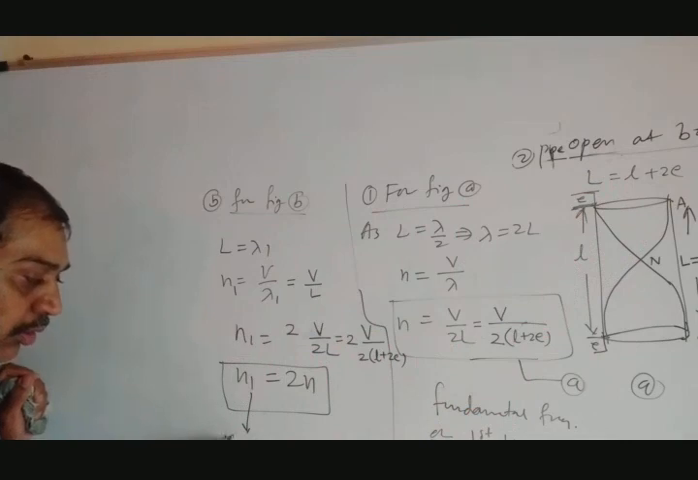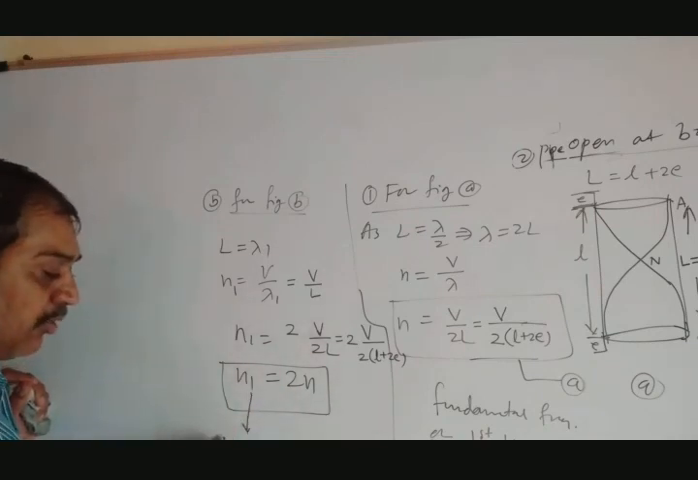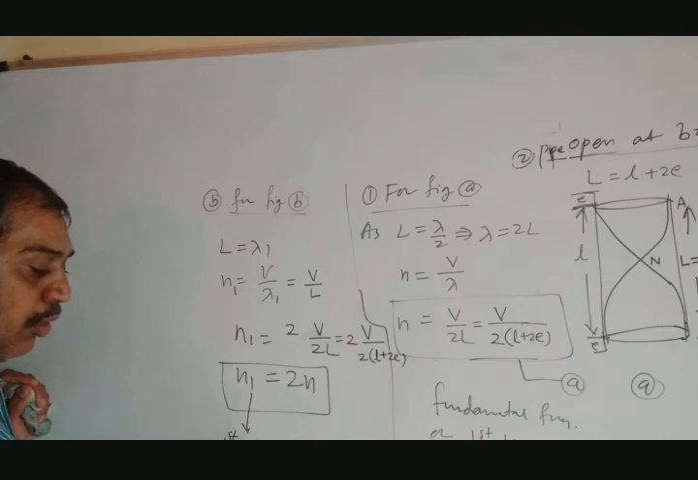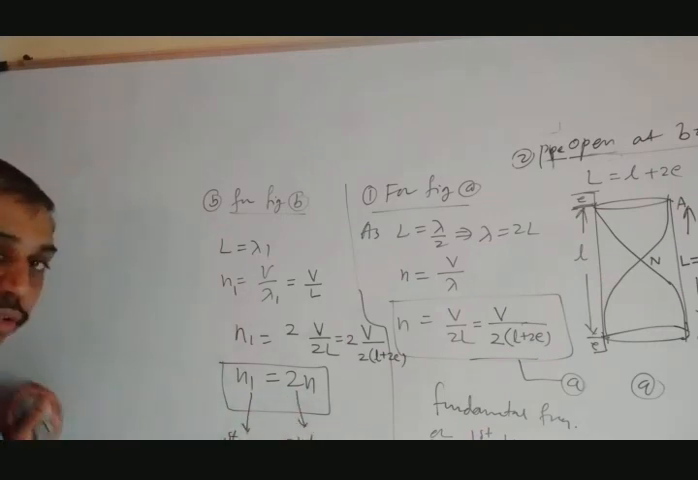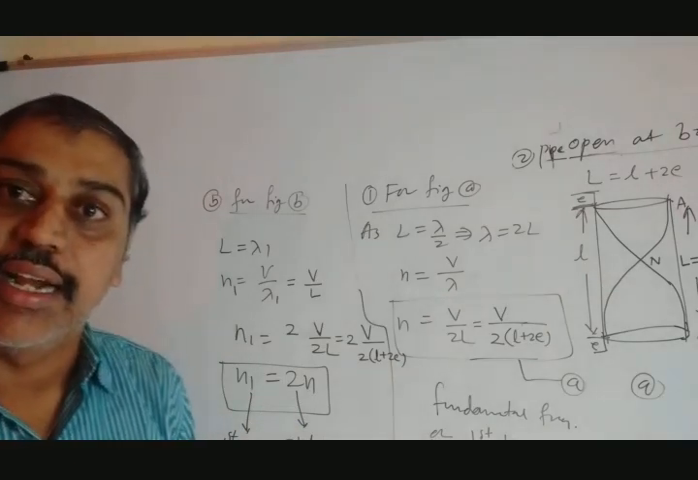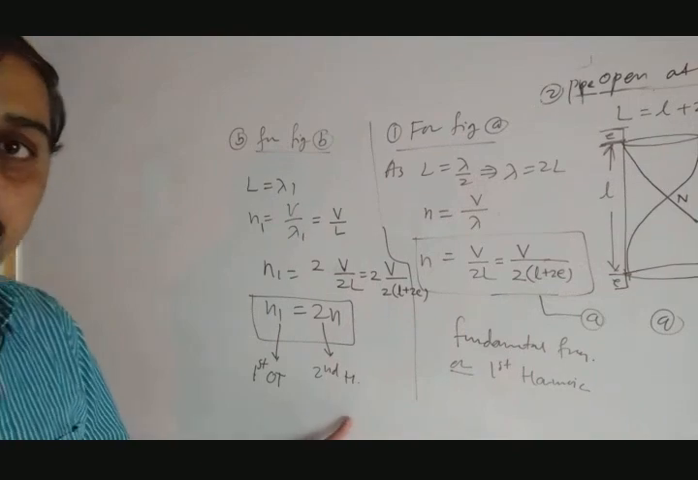First harmonic. Not a harmonic. It is what? Overtone to the left side, harmonic to the right side. So it is first overtone and second harmonic. That is said to be first overtone and second harmonic.